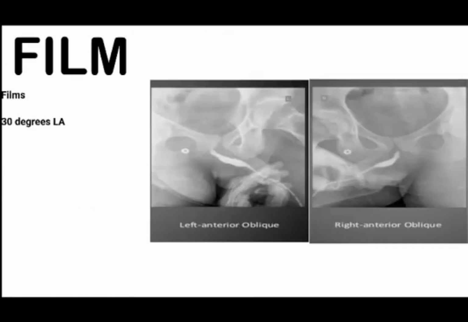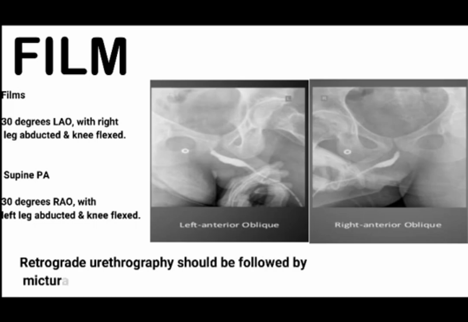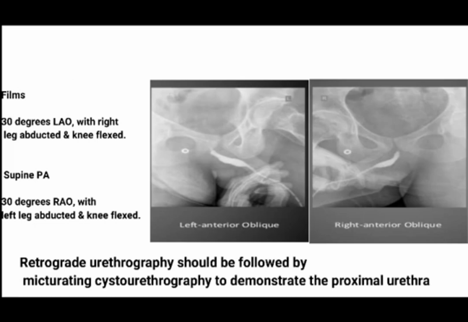Films: 30 degrees left anterior oblique, with right leg abducted and knee flexed. Supine PA. 30 degrees right anterior oblique, with left leg abducted and knee flexed. Retrograde urethrography should be followed by micturating cystourethrography to demonstrate the proximal urethra.